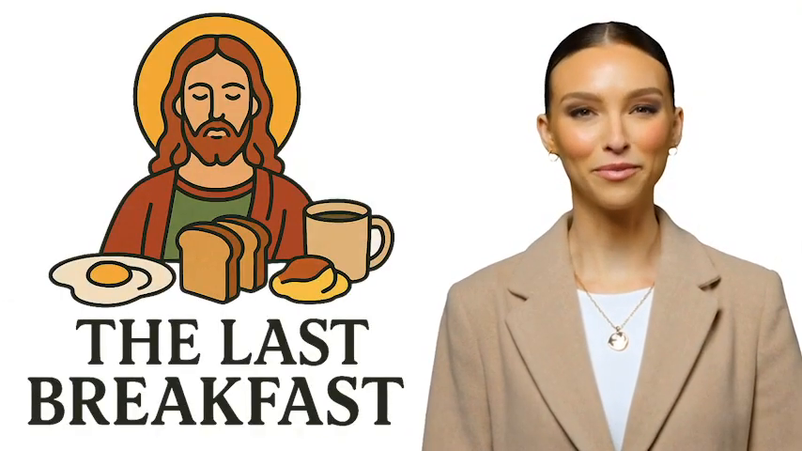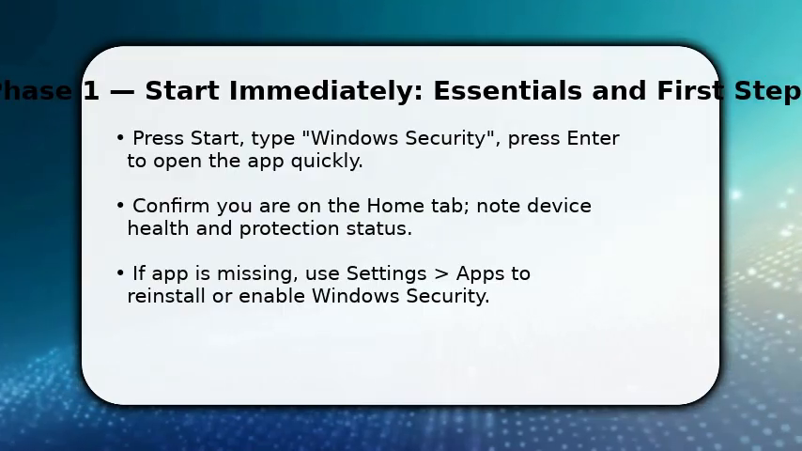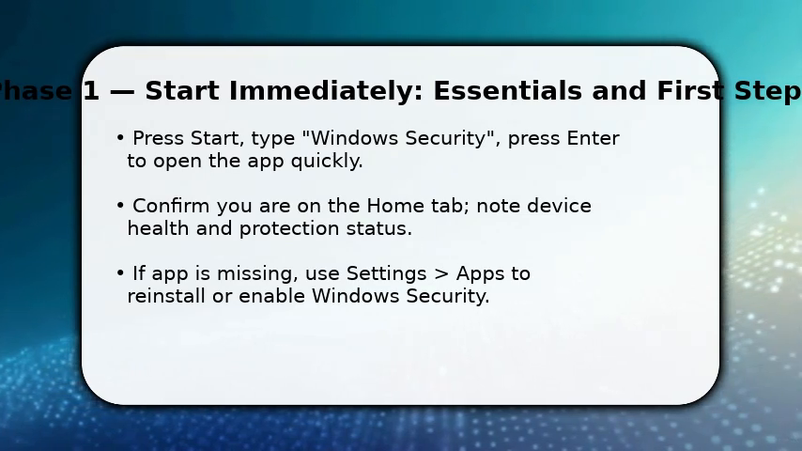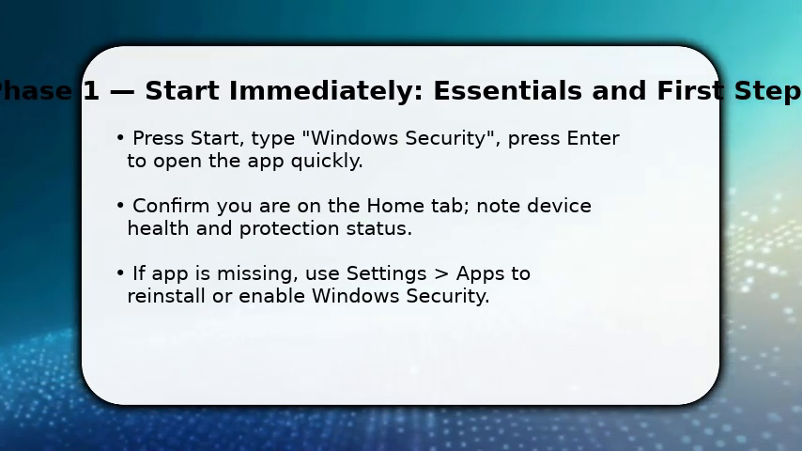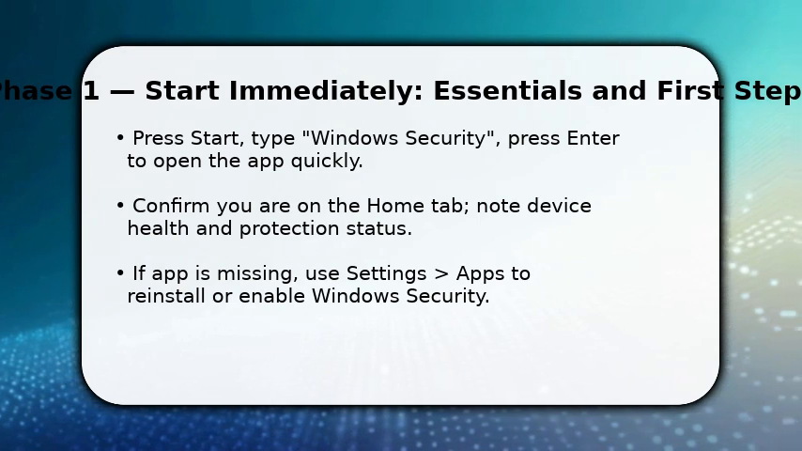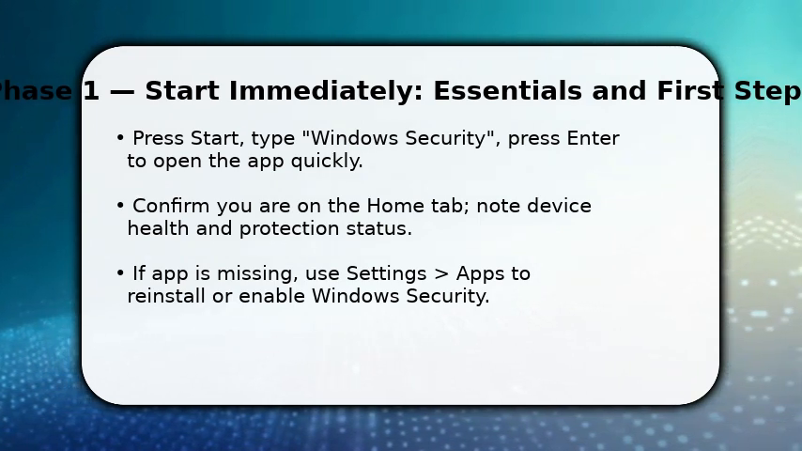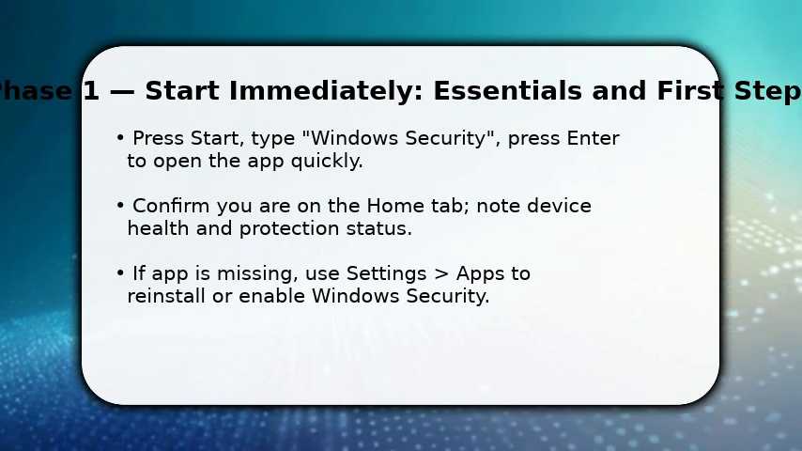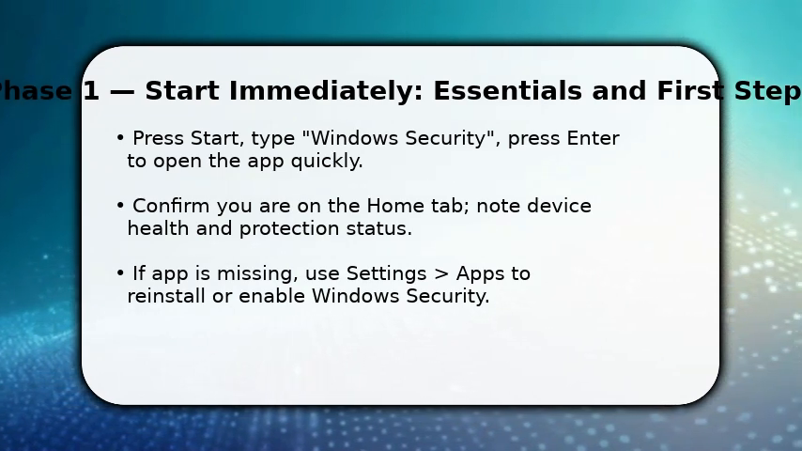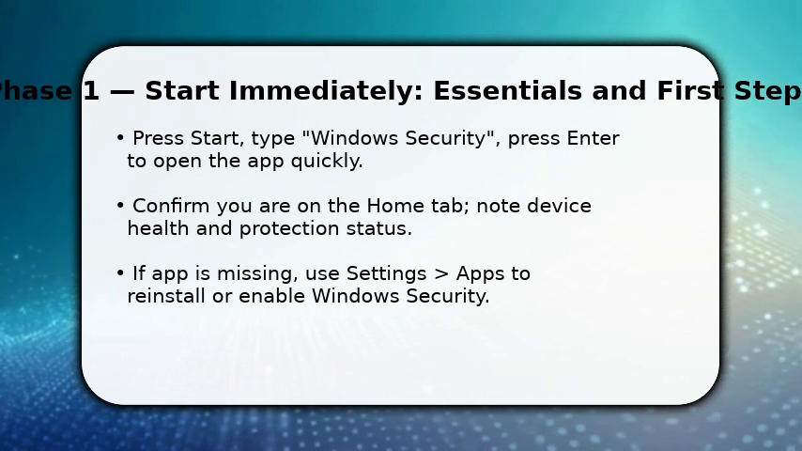Please enjoy the video. You start by opening Windows Security now. Press Start, type Windows Security and hit Enter. This gets you into the control surface immediately. Once done, make sure you are on the Home tab so you can check Device Health and Protection Status. That tells you if Defender is active.